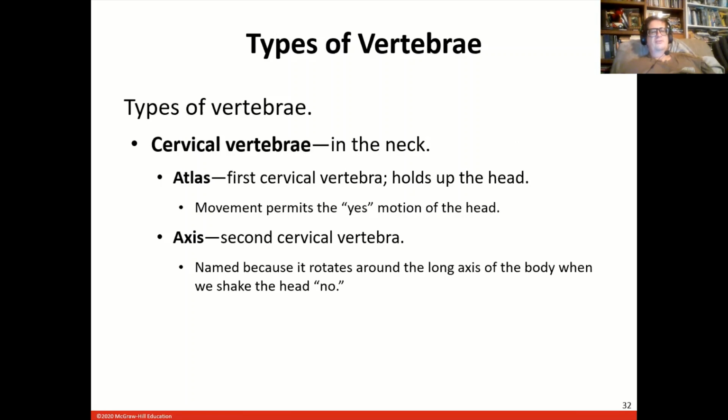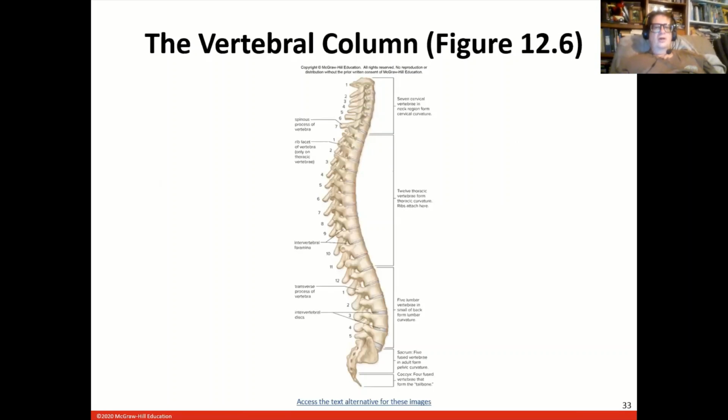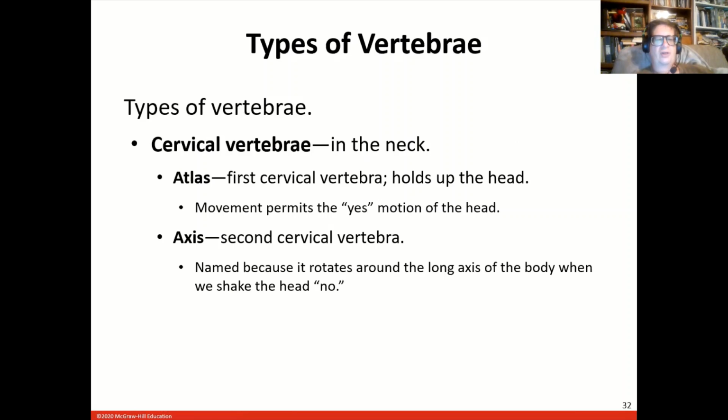All right, so we're going to go over types of vertebrae. There are cervical vertebrae. Those are neck vertebrae. Here's a picture. The ones up there are neck vertebrae, okay? And then we're going to have thoracic vertebrae, and then we'll have lumbar vertebrae, and then we'll have the sacrum. But we'll go over these. The first 2 cervical vertebrae are special, the atlas and the axis, all right?